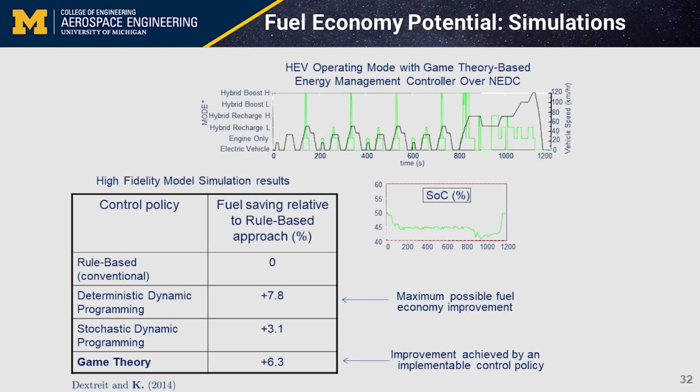Some of the simulations on high fidelity model, and here we optimize the operation primarily for fuel economy, so we didn't put large penalty on NOx. And here is a comparison. So we have a conventional controller in this vehicle, which is rule-based. We have deterministic dynamic programming, and that gives a 7.8% improvement over NADC driving cycle. And this is the maximal possible improvement that you can get in terms of fuel economy. And a big chunk of that we were able to get using the game theory solution that was developed. So we were quite happy with the results.